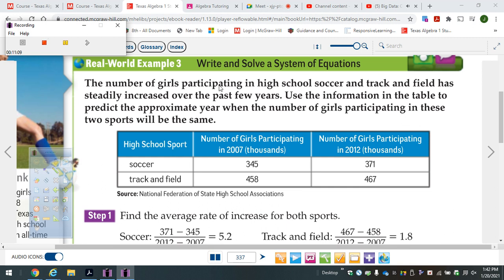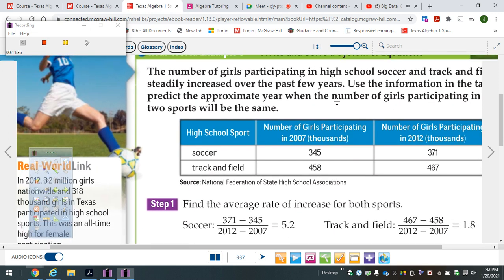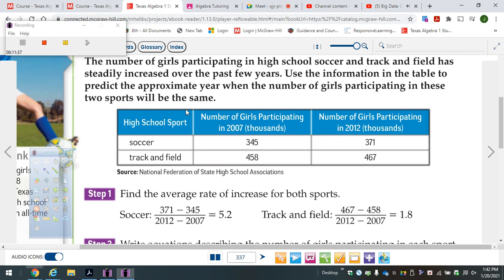The number of girls participating in high school soccer and track and field has steadily increased. That's your rate of change. That's your slope over the past years. Guys, since they said steadily, that kind of means it's a steady rate of change. Using the information in the table, predict the approximate year when the number of girls participating in the two sports will be the same.